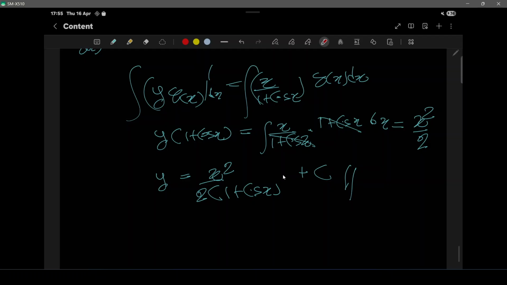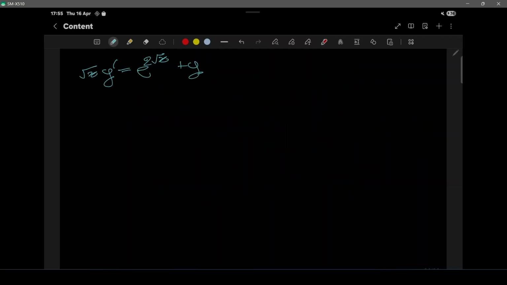So next, the next question. So this is the next question. Square root of x times y dash is equal to e to the power 2 square root of x plus y. So first what we have to do is get our standard first order linear format. So it is like y dash minus 1 over square root of x times y is equal to e to the power 2 square root of x over square root of x.